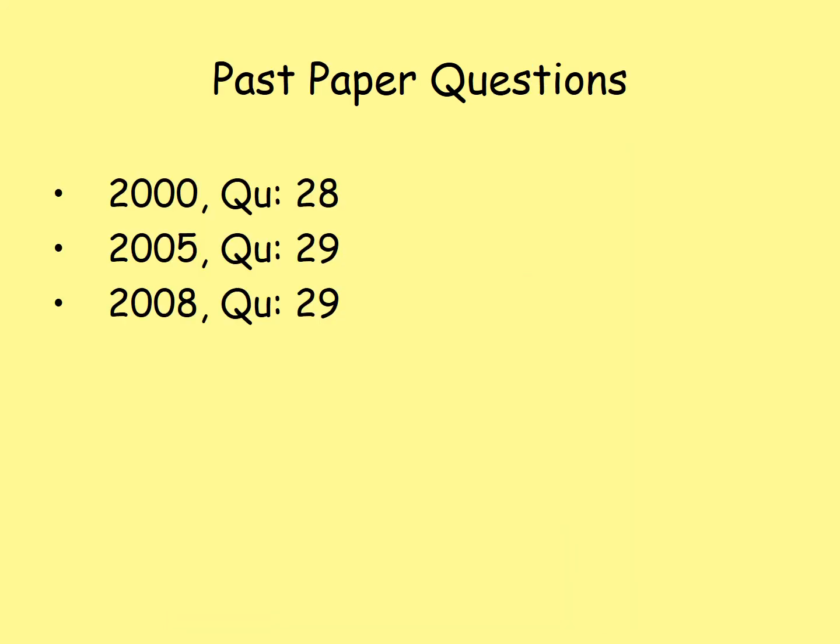So here are some other past paper questions you can try to consolidate, looking at the old Higher papers: 2000 paper question 28, 2005 paper question 29, and the 2008 paper question 29 also. And these are easily found with a quick Google search.